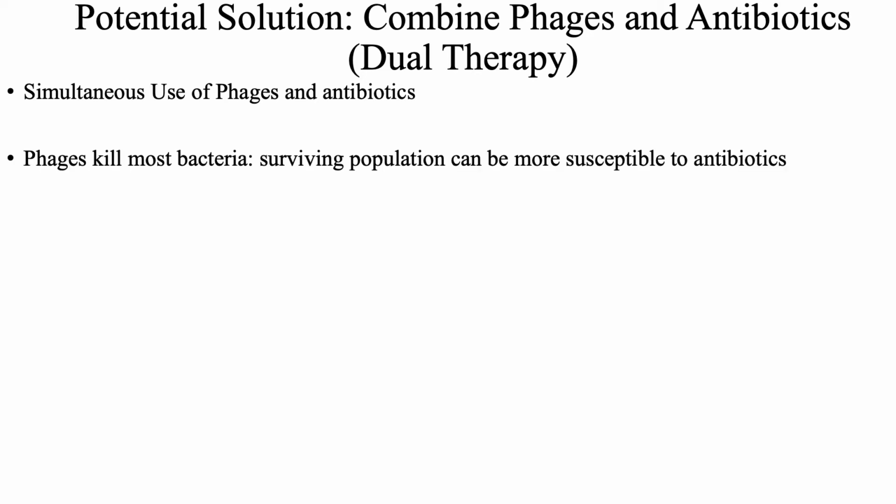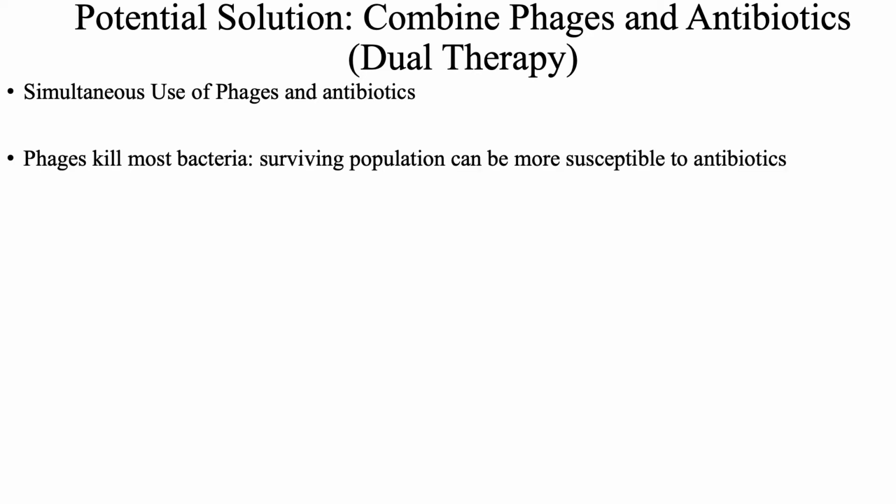So, a potential solution includes combining phages and antibiotics for treatment of these multi-drug resistant bacteria. This is also known as dual therapy. It involves the simultaneous use of phages and antibiotics to accomplish effects that the singular use of a phage or the singular use of an antibiotic cannot accomplish alone.